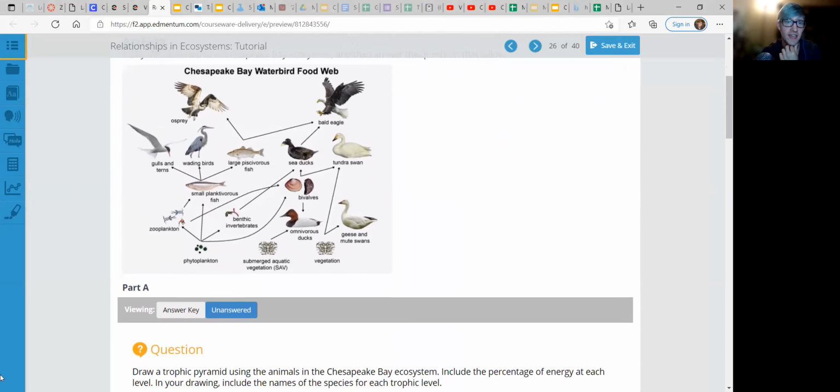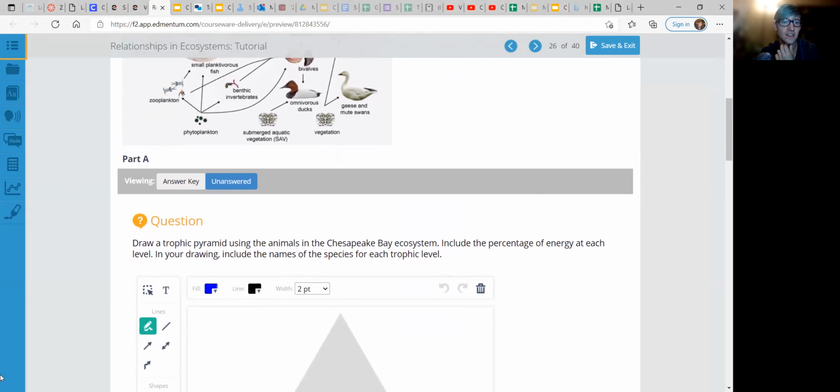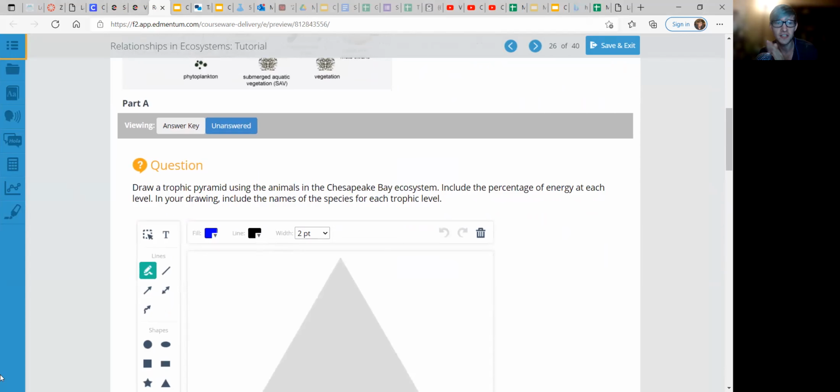And in part A, we're asked to draw a trophic pyramid using the animals in this Chesapeake Bay ecosystem and including the percentage of energy at each level. And that is from this lesson. And I'll show you that in a bit. And then in this drawing, we're going to include the names of the species for each level, each trophic level.